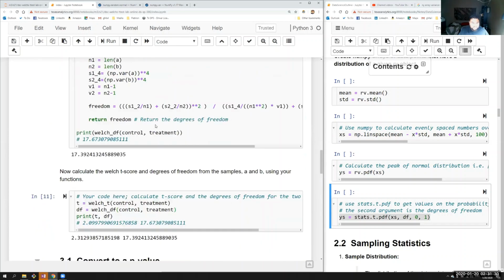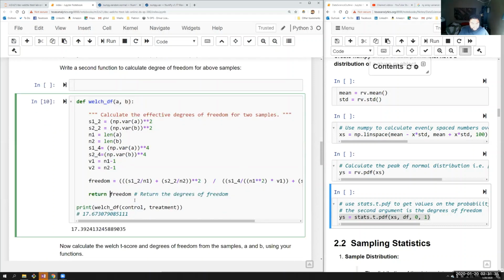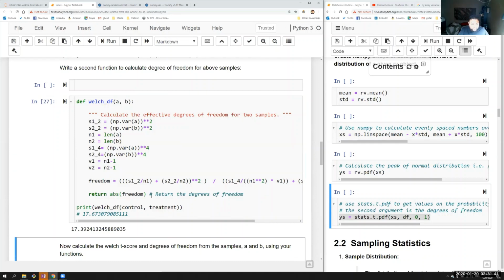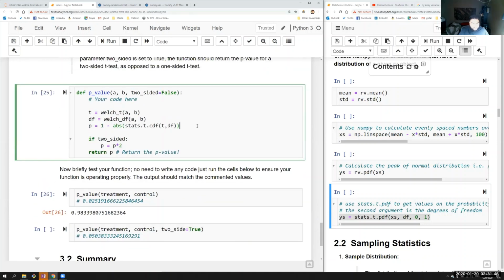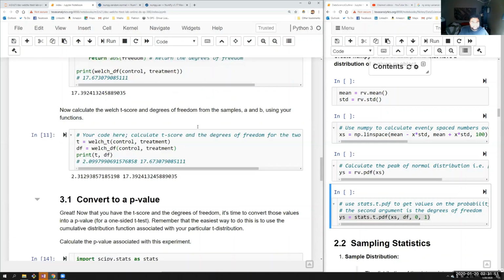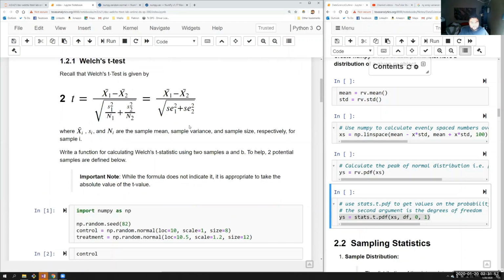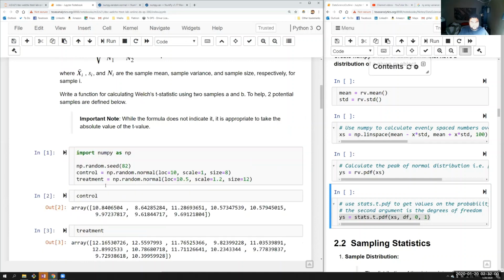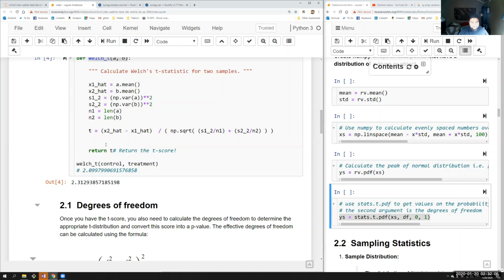You know what? I should have listened to them. And they say, okay, let's return abs freedom. Let's see, I bet that'll do it. Okay. Didn't do anything. So, no, wait, I did it wrong. Appropriate: take the absolute value of the t value. Okay, so let's just return abs t just to be safe.